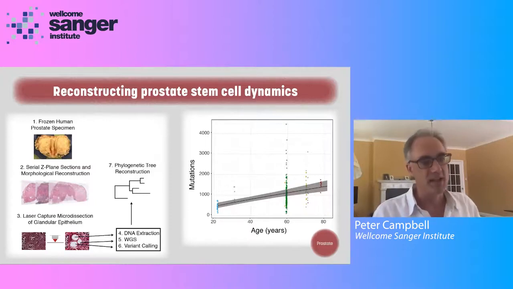So when we look, prostate, like the other organs, has a linear increase in mutation rate with age, and that means that we can time some of the key events that happened during the development of this prostate. So this is the kind of data that we get.